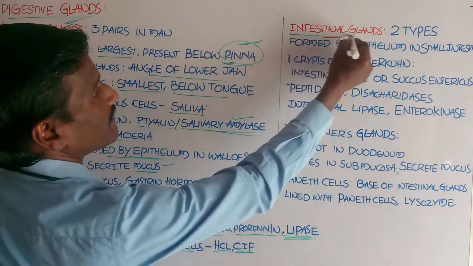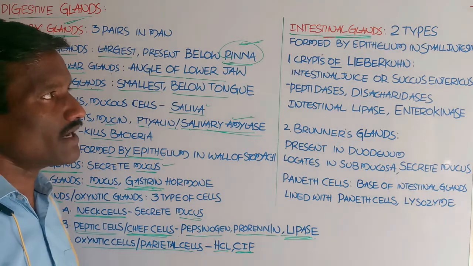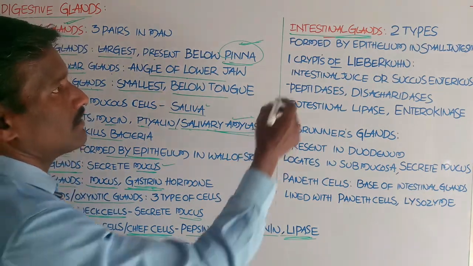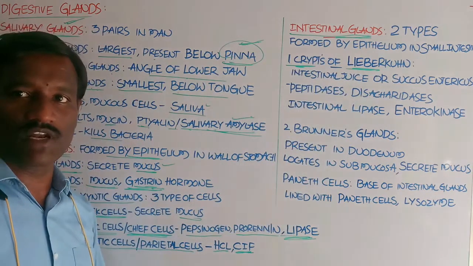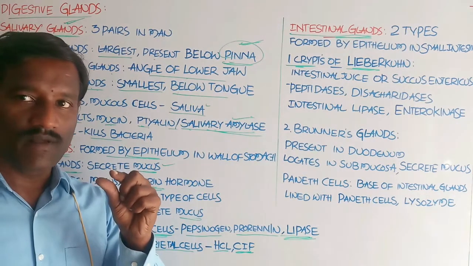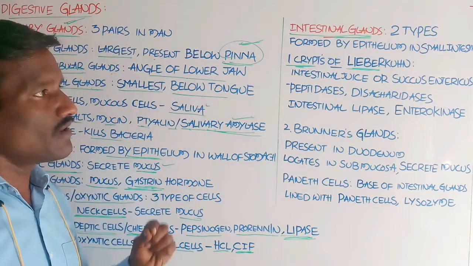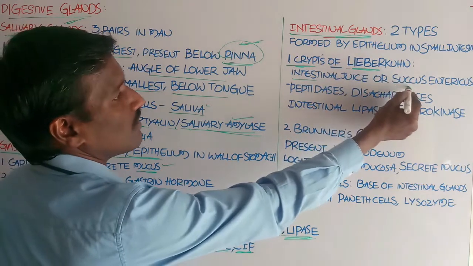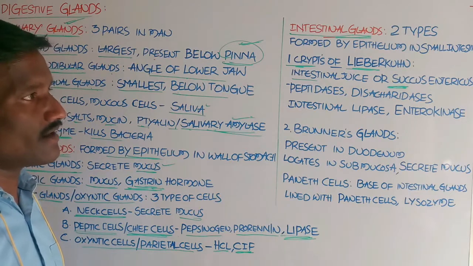Next, another one is the intestinal glands. Intestinal glands are of two types. Okay, these are also formed by the epithelium in the small intestine. First one is the crypts of Lieberkühn. What about the crypts of Lieberkühn? Okay, already you know about the villi. Between the bases of the villi there are the crypts of Lieberkühn. Crypts of Lieberkühn secrete intestinal juice, also called succus entericus.